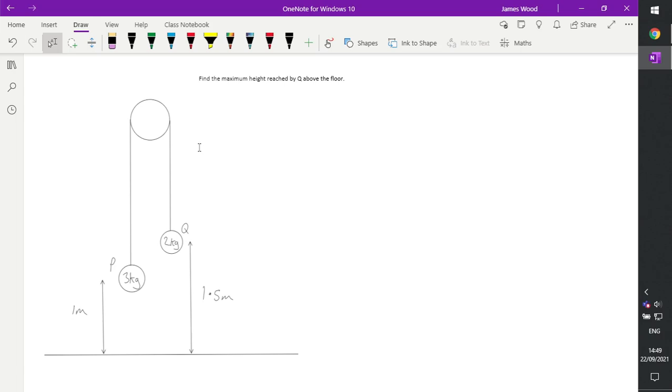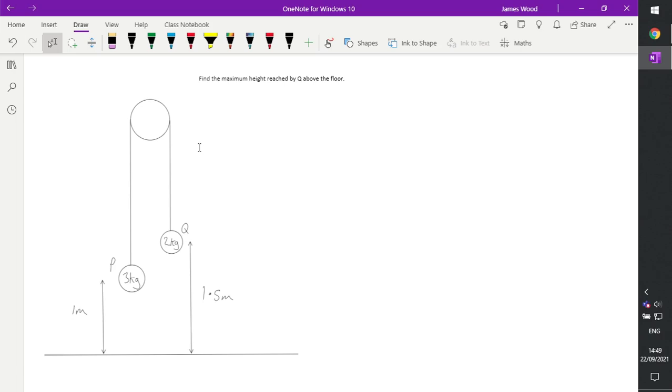Okay. So in this question, I've got a vertical pulley. And the question I've got to solve is: find the maximum height reached by object Q, so that's the one on the right, above the floor. And you can see here they've got two different masses. P starts 1 meter off the floor and Q starts 1.5 meters off the floor.